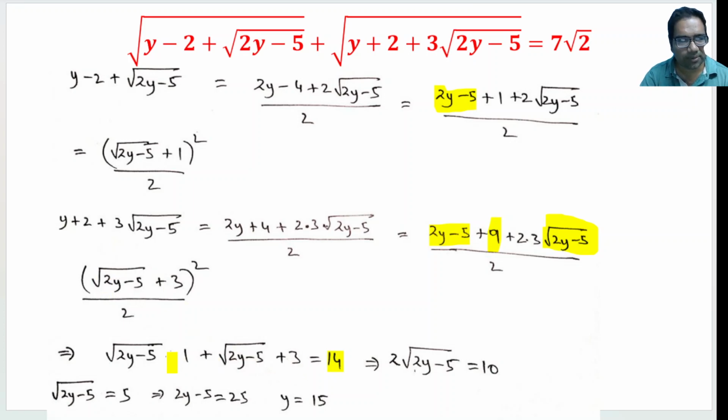Then let us simplify. 1 plus 3 is 4, and 14 minus 4 is 10. So 2 under root 2y minus 5 is 10. That means under root 2y minus 5 is 5, since 10 by 2 is 5. That means 2y minus 5 is 5 square, which is 25. 2y is 30, so y is 15. This is the final answer.